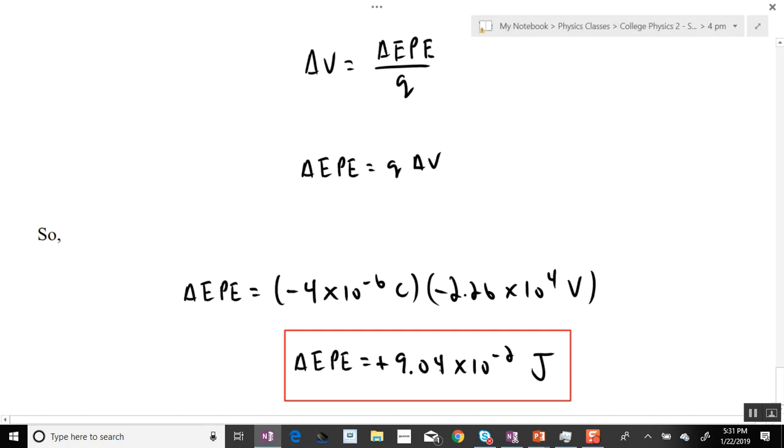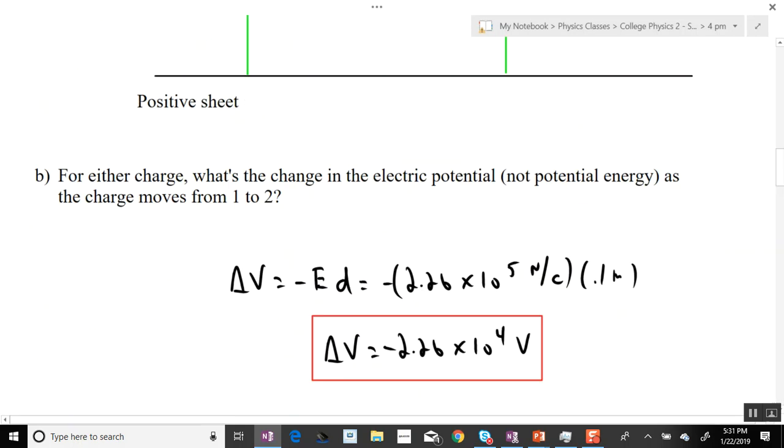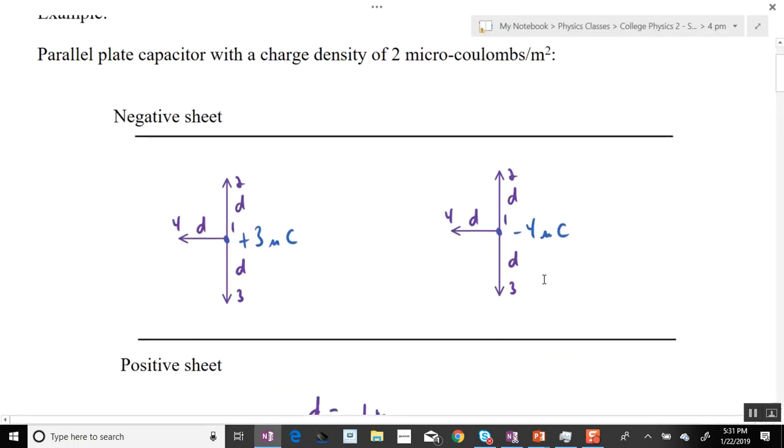Yeah, so in this case, it should be going in the direction it doesn't want to go. And if you look, it's going in the direction it doesn't want to go, right? A negative charge going towards a negative sheet should be positive. So while we're here, if you go down, what should the sign be? You have a negative charge going towards a positive sheet, it's going to be negative, right?